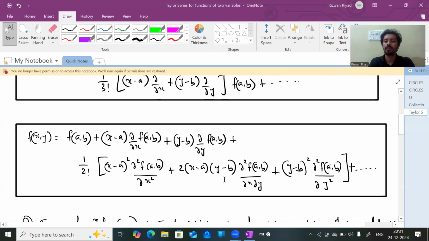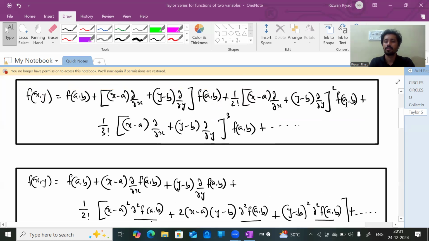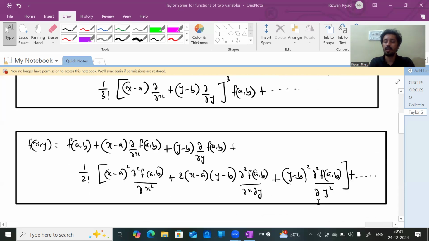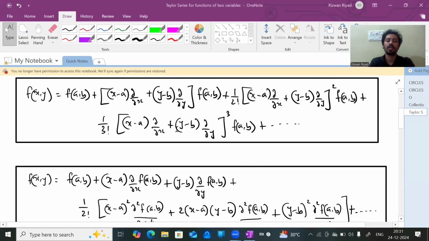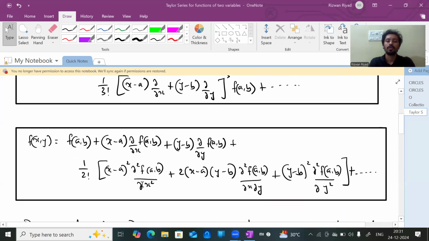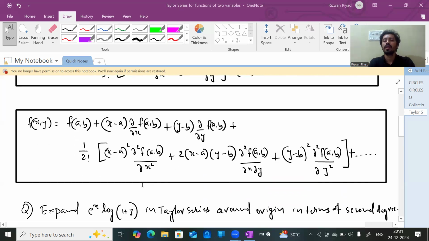2(x minus a)(y minus b), and ∂/∂x and ∂/∂y becomes ∂ square by ∂x ∂y. And this f of a, b will come from outside the bracket. Plus b square. B square means (y minus b) the whole square, you can see, and the square of ∂/∂y, that means ∂ square by ∂y square, with that f of a, b that was outside here. Plus etc. It will continue. This also you can expand using the a plus b the whole cube formula. So this is the Taylor expansion for a function of two variables.